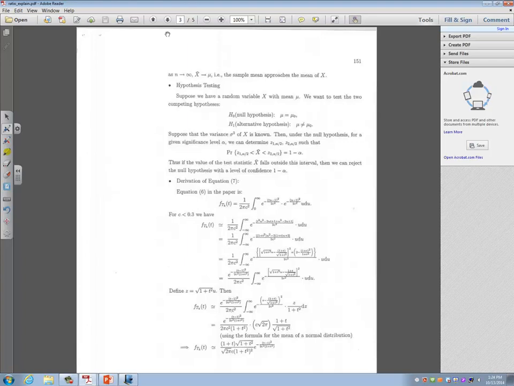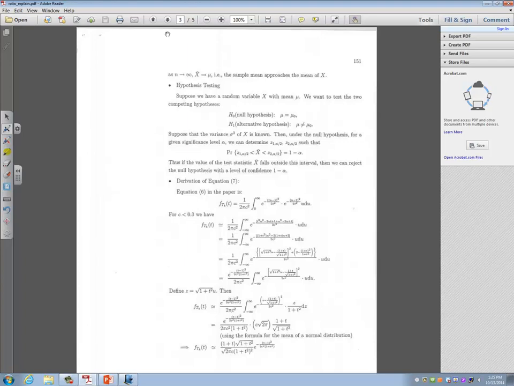So suppose the variance sigma square of x is known, then under the null hypothesis for a given significance level alpha, we can determine these two values from the standard normal distribution such that the probability that the sample mean x bar, or rather, this is actually more than that, it's the sample mean that has been normalized, lies between these two limits is 1 minus alpha. And alpha could be like 0.05 or something like that. So then the probability that the sample mean lies within these two limits is like 95%.